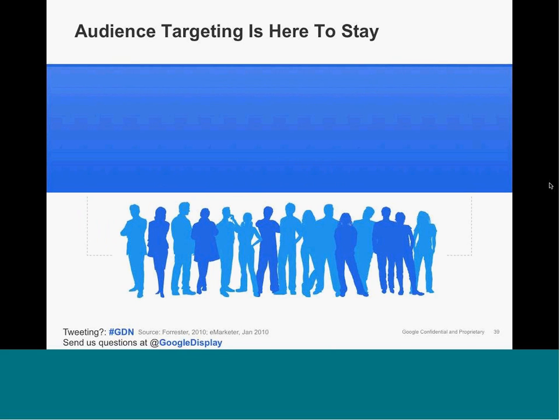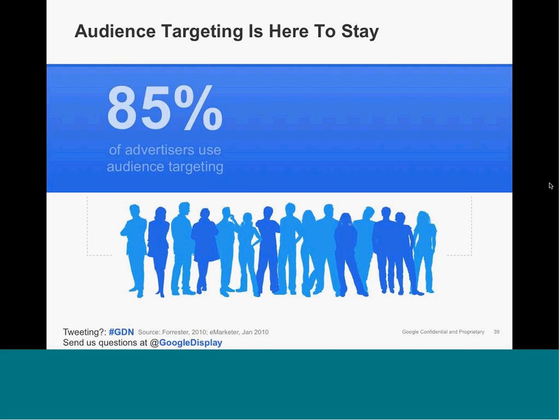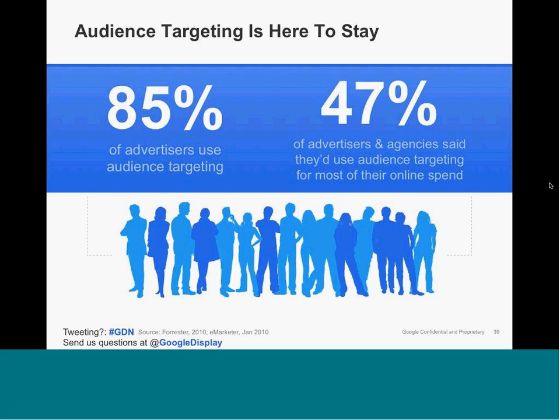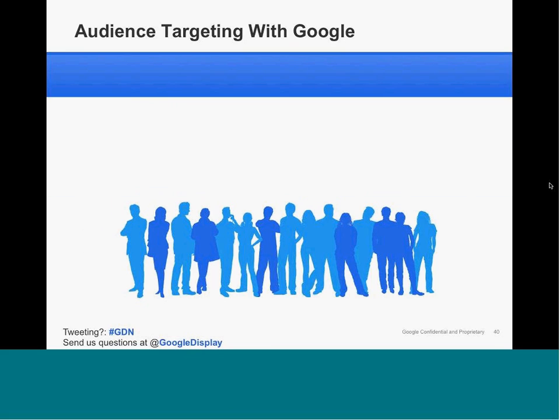We're seeing tremendous growth in audience targeting right now. Advertiser surveys show adoption of audience buying is as high as 85%, and almost half of surveyed advertisers said they would use audience targeting for most of their online spend. On the GDN, we call this offering interest category targeting. It's our version of behavioral targeting. More than a year ago, we started testing interest categories on the GDN, and about a month ago, we launched it to all AdWords advertisers globally.